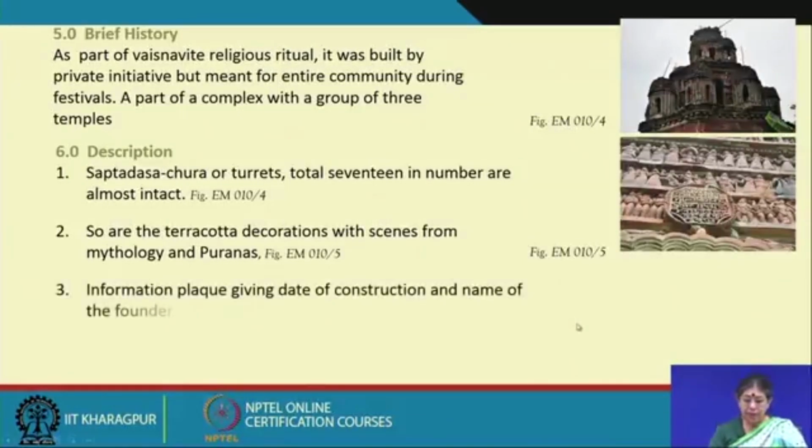Information plaque giving the date of construction and name of the founder. As I say, this is a very important part of the documentation, that this is not only a part of the decoration, it is a documentary evidence. So, keeping that there in the location is absolutely important, and this has to be highlighted with proper numbering, position, location, and also taking a very detailed and very close photograph or image of that.